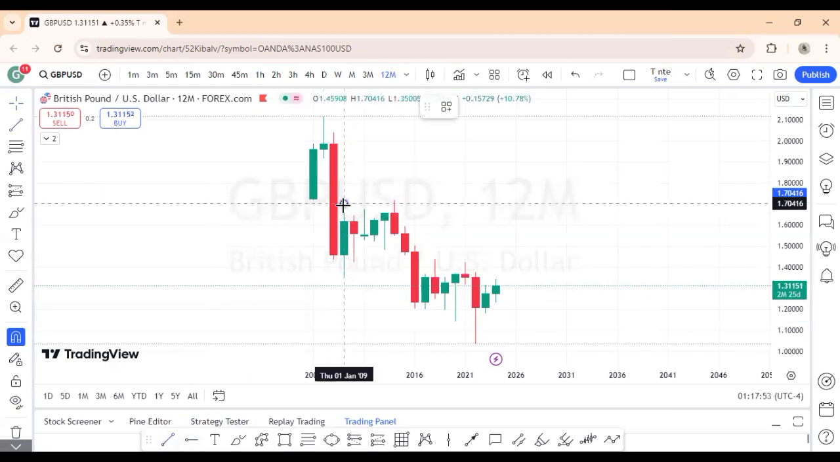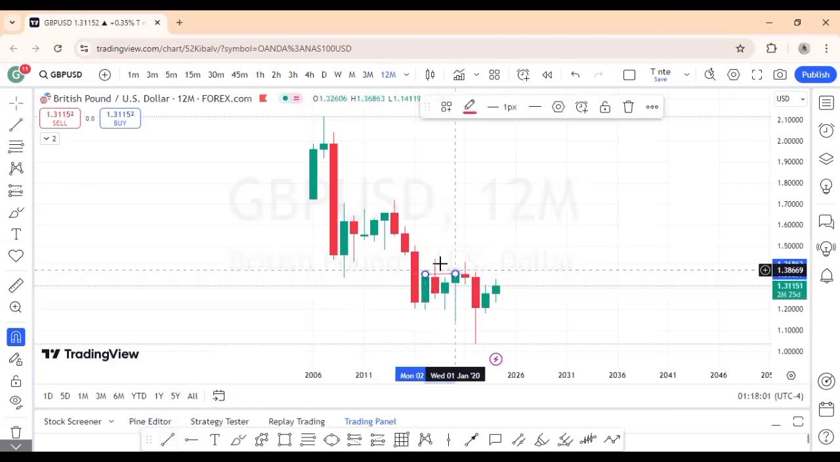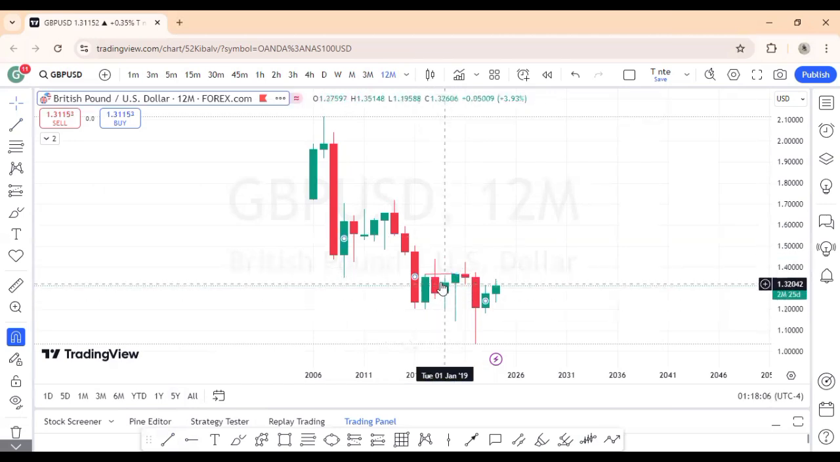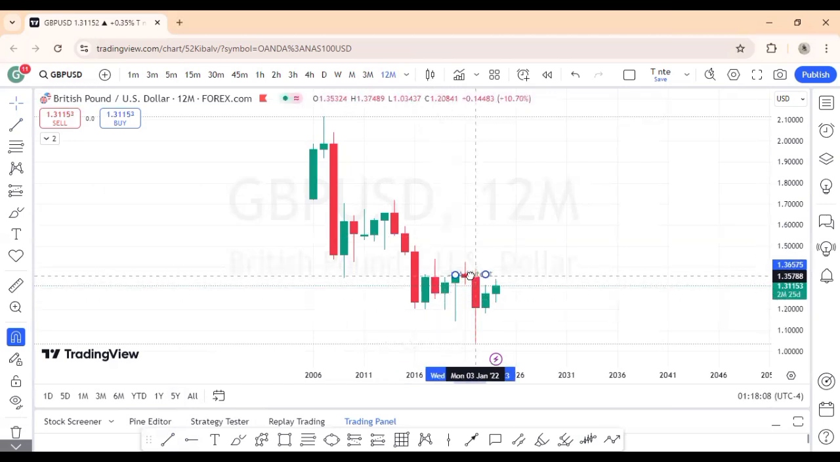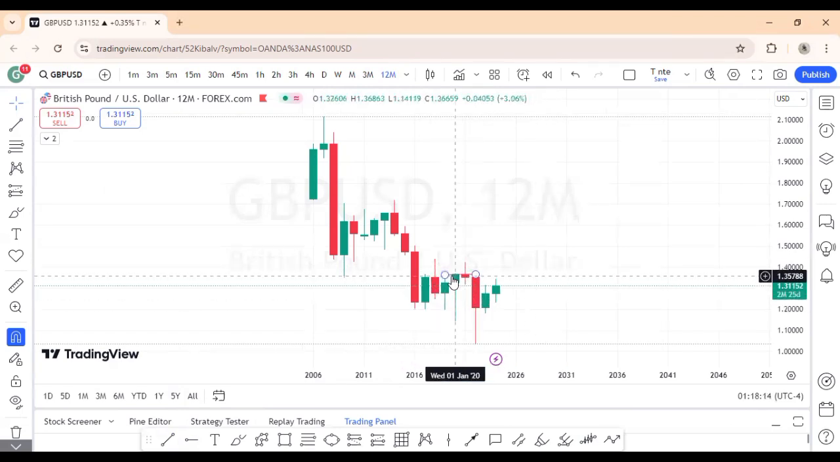You can see how price came, took out this, and then dropped. Before price continued to sell, it took out this, and then you can see how it continued dropping. When it dropped below it, before it continued to drop again, it took out this one. So before price actually goes down, it usually does this kind of thing.